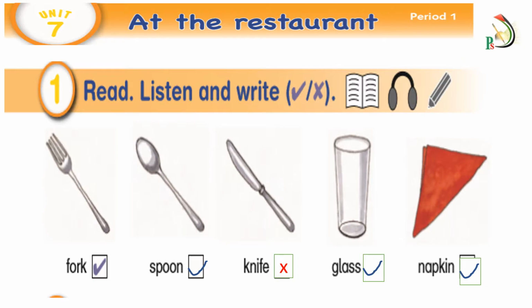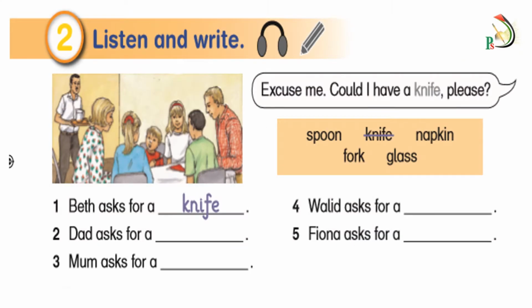Excellent. Now let's move to activity number 2. Listen and write. Let's read the speech bubbles together. Excuse me, could I have a knife, please? Okay, look at the picture and tell me, what can you see? I can see Fiona's family, right?